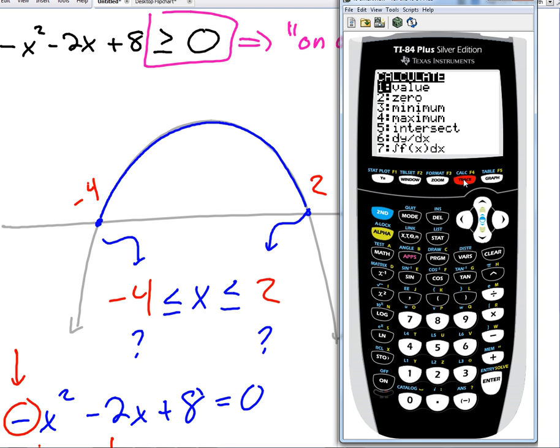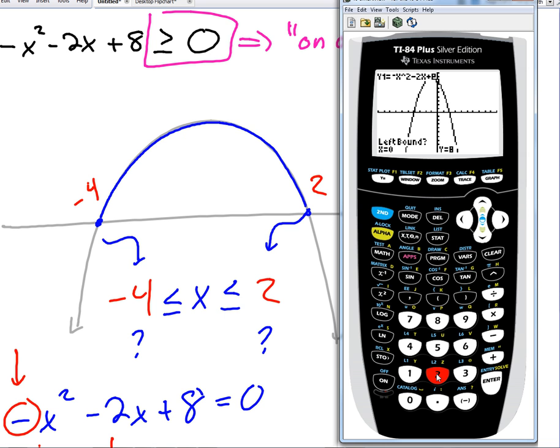Second, calc, 0. Not intersect, because we don't want intersections of curves. We want the x-intercepts, which are the same thing as zeros. Because what does 0 mean here? 0 is really asking the question, where does y equal 0? So we'll choose 2. Then all we have to do is follow the instructions. If I want to find this one, I have to pick a left boundary, so I'm going to trace over to the left a little bit until I get left of the x-intercept. Right there would work. I'll hit enter, and it accepts that as the left boundary.